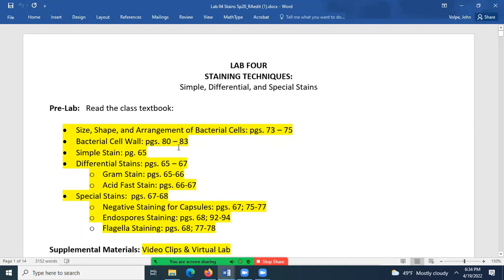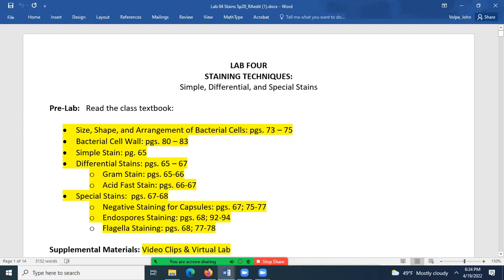Read about the size and shape and the arrangement of bacterial cells. Read about the bacteria cell wall. Read about what is a simple stain. Read what's a differential stain. And you should note that there are 2 differential stains we'll talk about, the Gram stain and the acid-fast stain. You should also know that there's a 3rd type of stains that we call special stains. And we'll talk about negative staining for capsules, endospore staining, and then flagella staining or flagellar stain.